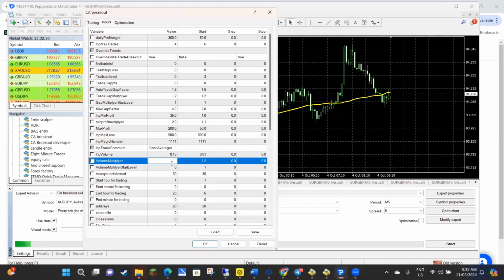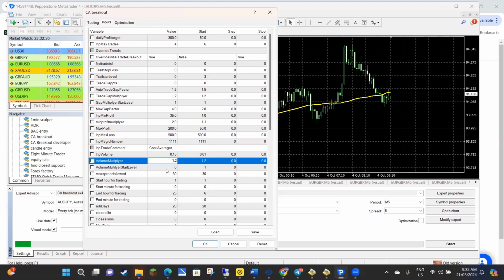So it is possible to turn this into a full-blown martingale type strategy, but generally we want to keep the multiplier level very, very low because martingale is not a good long-term strategy at all. But having a slight increase in the lot sizes on the cost average trades can give you a big advantage.